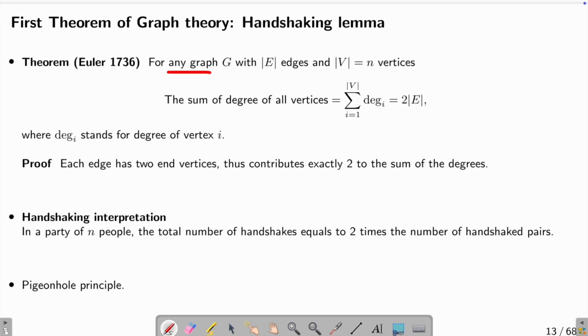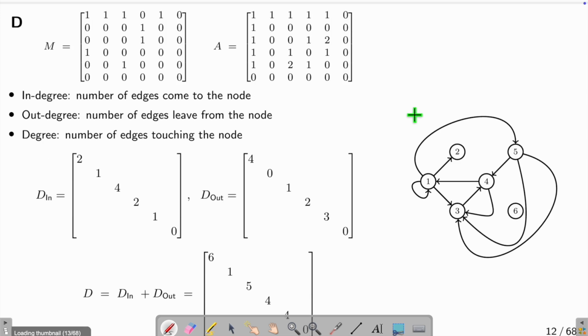So, any graph G, that means I don't care how I draw a graph, any graph with this number of edges and this number of vertices, then the sum of the degrees of all vertices must be 2 times the edges, which makes sense, right? What's the degree? Degree means how many times the node touches each other. Since this D does not care about direction, when 1 touches 2, we will also count 2 touching 1.